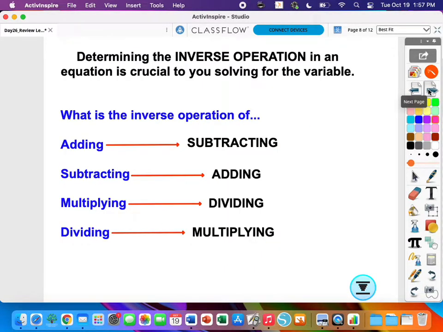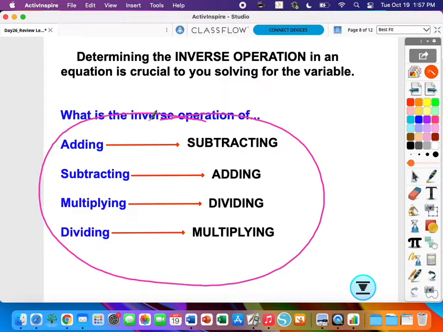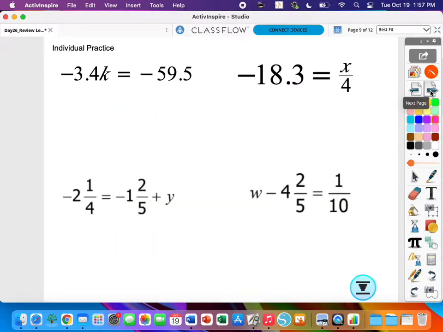All right, so now we're going to practice solving. Once again, to determine how to solve an equation, you have to use the inverse operations. Adding is the inverse of subtraction, subtraction is the inverse of adding. Multiplication is the inverse of dividing, dividing is the inverse of multiplication. Okay? These are the most important things you can know in order to solve an equation. So we're going to solve these 4, and I think we're going to be done.